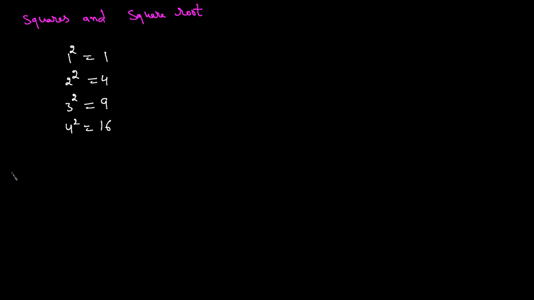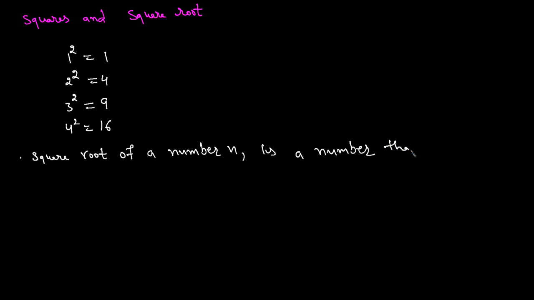And then comes square root. The square root of a number n is a number that when multiplied by itself equals n.